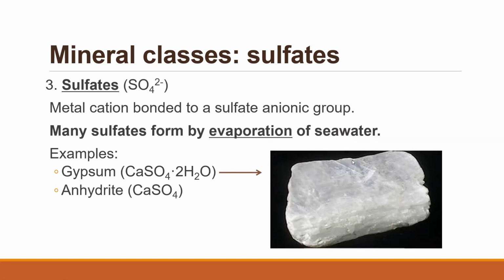We can have sulfates. So sulfate is where we're bonding to the sulfate anion group. So this is 1 sulfur and 4 oxygen and has a net charge of 2 negative. So that's what the 2 negative up here means. So these tend to form by evaporation of seawater. So examples would be gypsum, which is a very soft rock, and anhydrite, which is also very soft. So gypsum has a bit of water in it, anhydrite does not. It's been dehydrated. Both of these will have fairly weak bonds, which is why they're so soft.